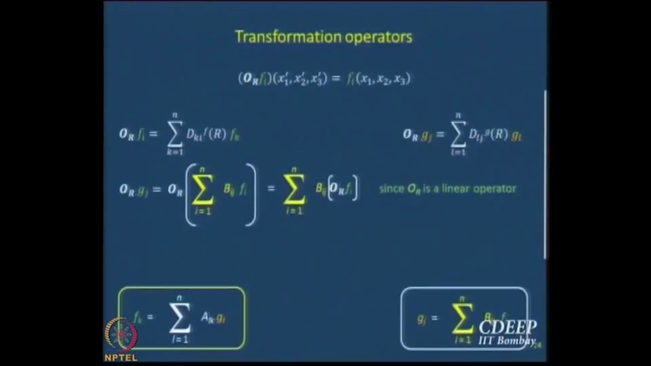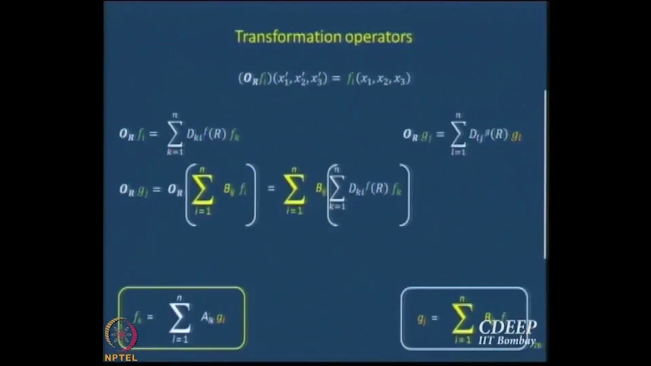I have OR Fi. Do I have OR Fi somewhere else? Right, so I can substitute this. If I put it in, what do I get? Sum over i equal to 1 to n Bij, then sum over k equal to 1 to n dki f of r, fk. Put it.